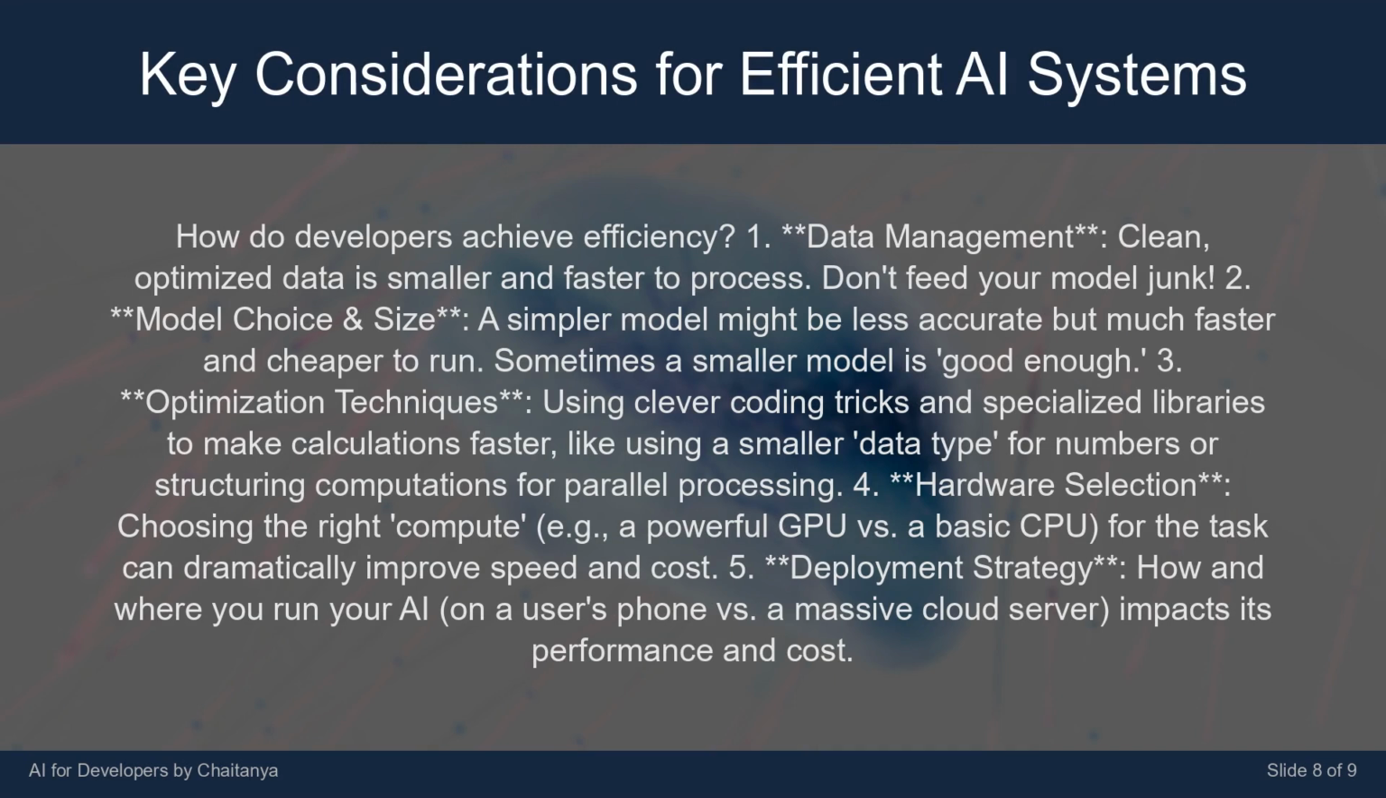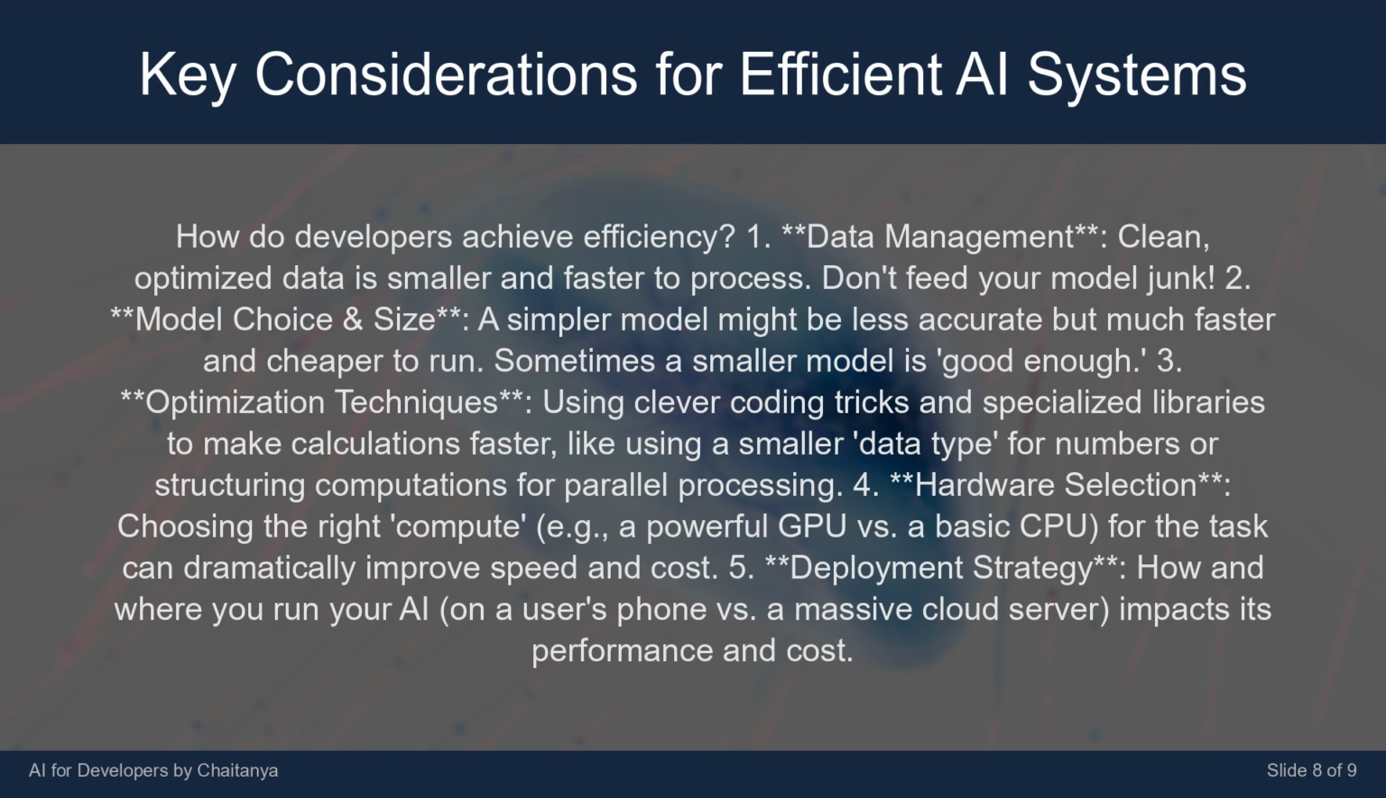How do developers achieve efficiency? 1. Data management. Clean, optimized data is smaller and faster to process. Don't feed your model junk. 2. Model choice and size. A simpler model might be less accurate but much faster and cheaper to run. Sometimes a smaller model is good enough. 3. Optimization techniques. Using clever coding tricks and specialized libraries to make calculations faster, like using a smaller data type for numbers or structuring computations for parallel processing.